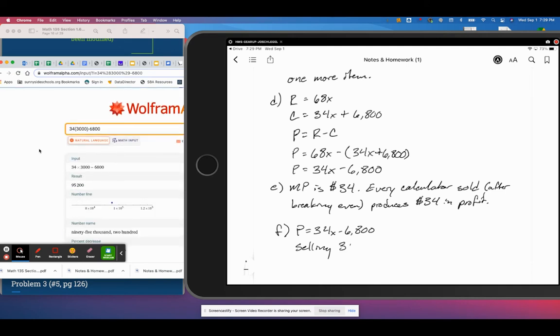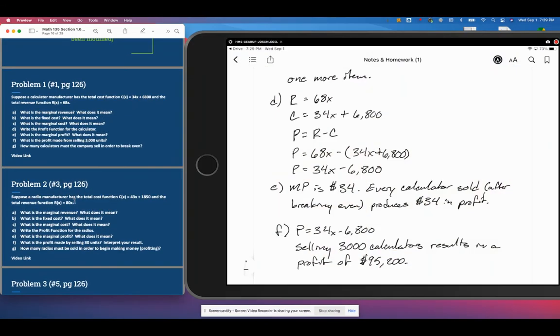So selling 3,000 calculators results in a profit of $95,200. And that was F. On to G.